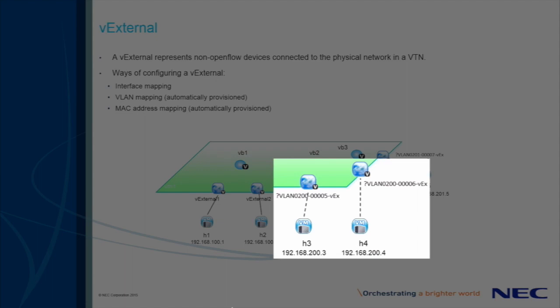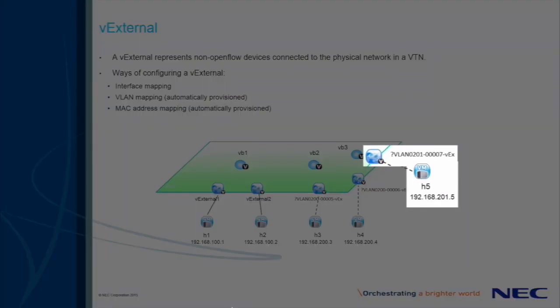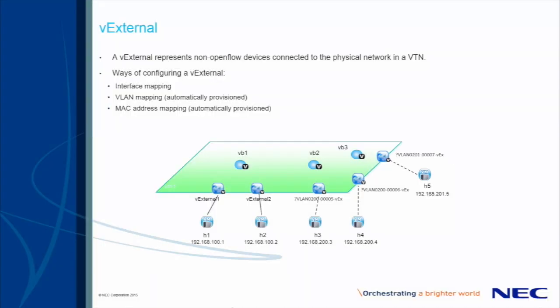Notice that the vExternal naming is different for these external hosts, since VLAN mapping allows for the dynamic creation of vExternals. The last method of mapping is by MAC address, which is illustrated for H5. MAC mapping also allows for the dynamic creation of vExternals as shown in the diagram. Next, we shall highlight how to connect vExternals to other VTN components using vInterfaces.